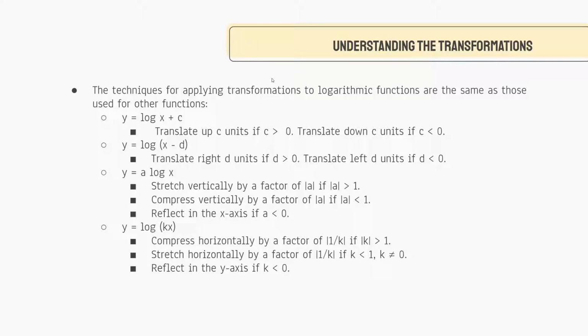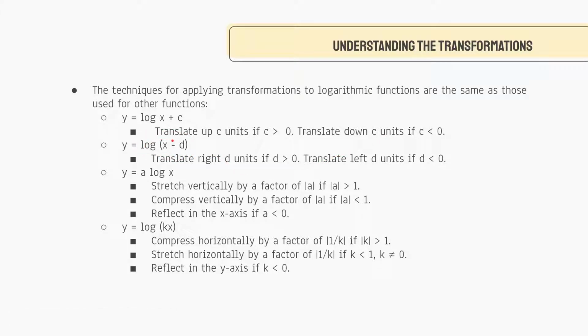So for example, when we see a plus c in log of x plus c, that means that we're translating something vertically. So if c is greater than 0, we're translating c units up. If c is less than 0, we're translating c units down.